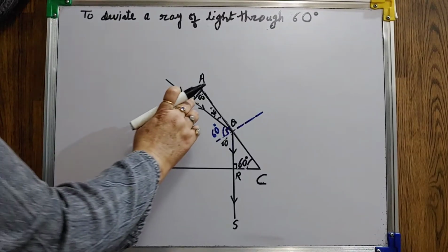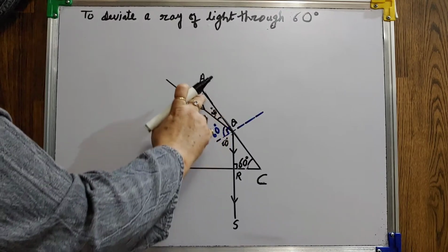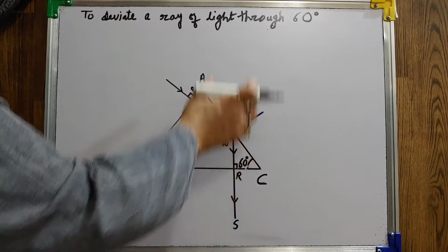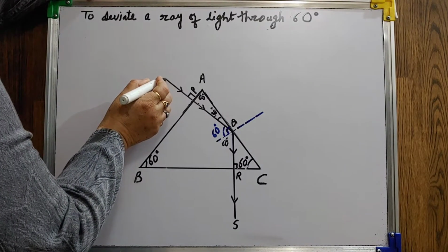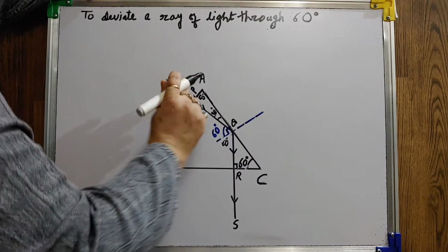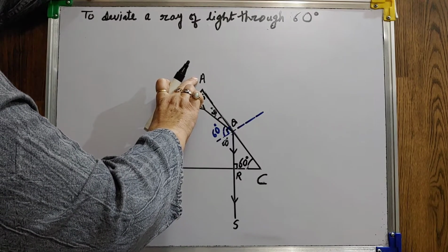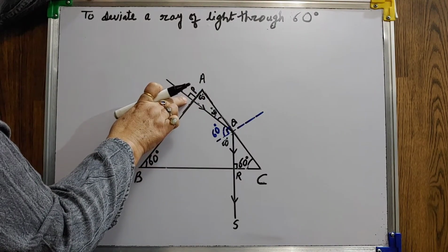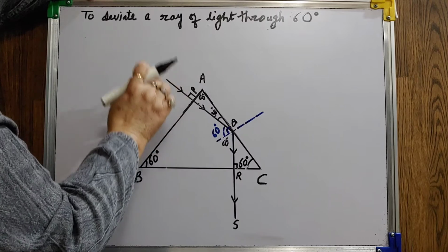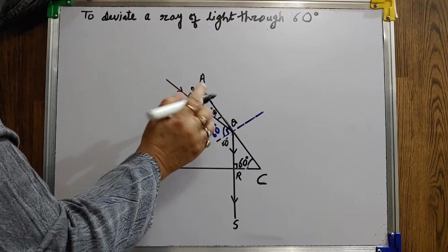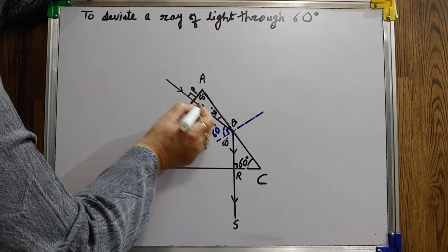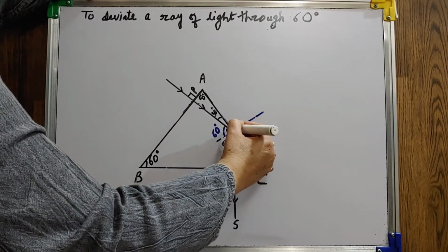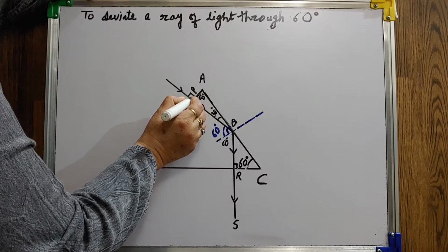Students, now I have taken the equilateral prism. See, each angle is 60 degrees. I will deviate it through 60 degrees. How? This is my incident ray. It strikes the surface AB at point P. It is perpendicular, so it enters the prism undeviated. Correct? Now it has struck the surface AC at Q. Now this is perpendicular.